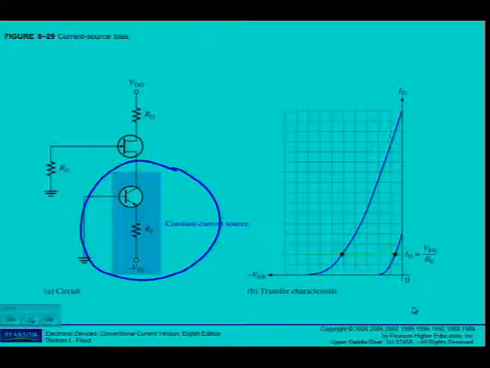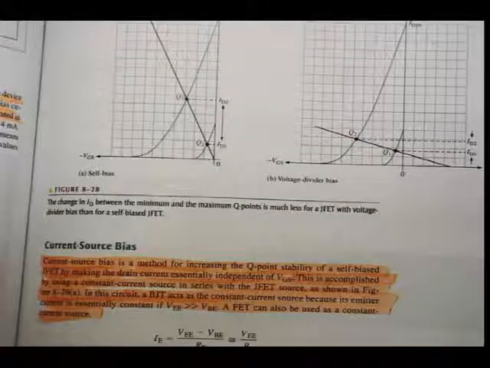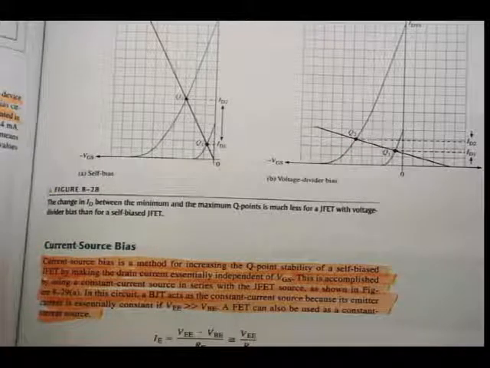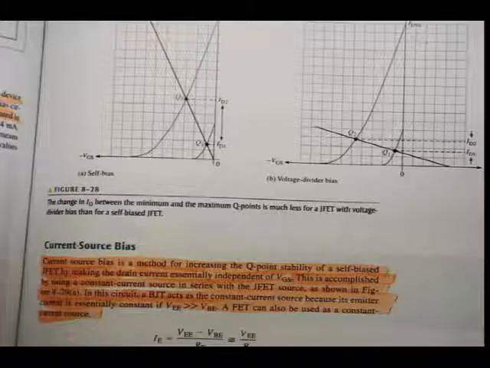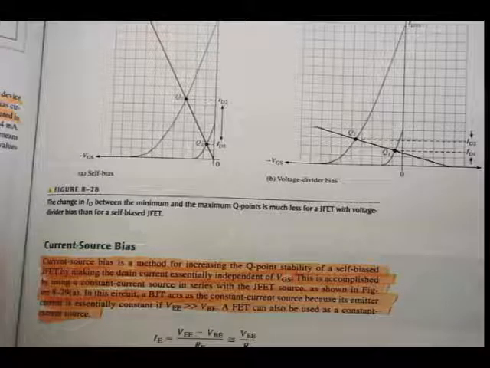Let's see what happens. In this circuit, a BJT acts as the constant current source because its emitter current is essentially constant if VEE is much bigger than VBE, which it normally is. A field effect transistor can also be used as a constant current source. So if we look at the formulas there, you can see IE is equal to VEE minus VBE over RE, and of course if VEE is much larger, then I can say it's only VEE over RE. So since IE is equivalent to ID, ID is equal to VEE over RE.